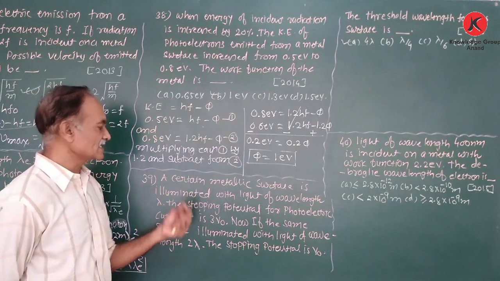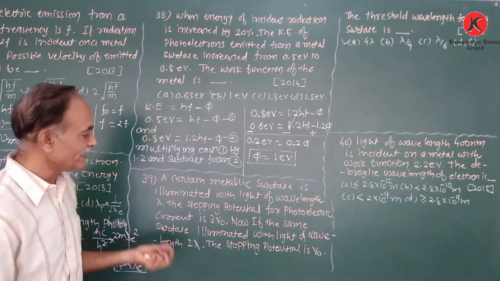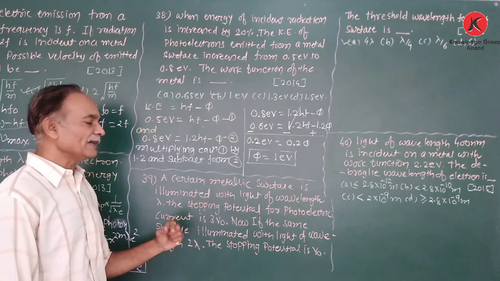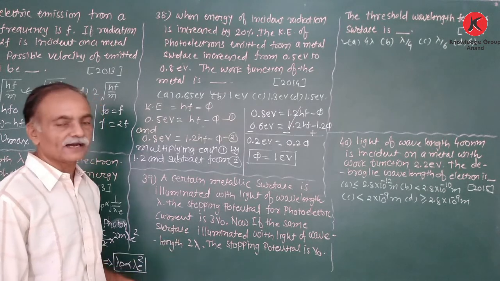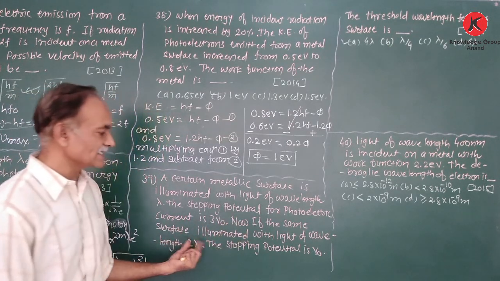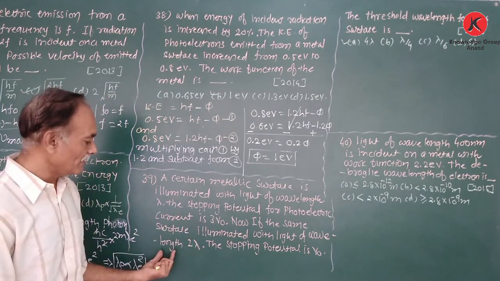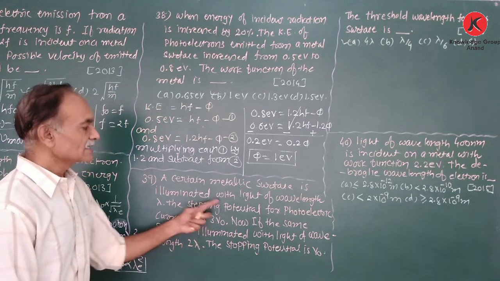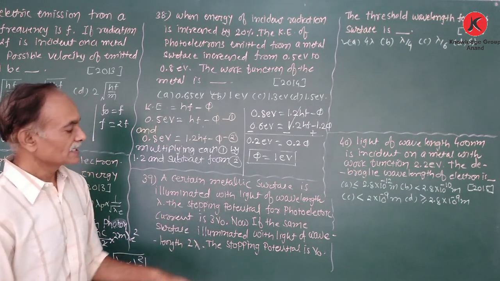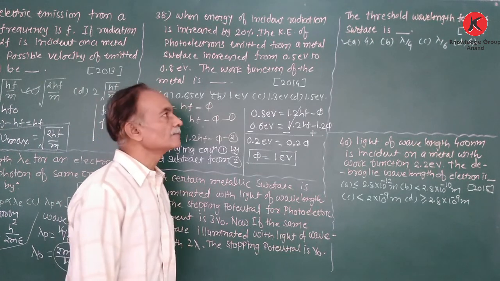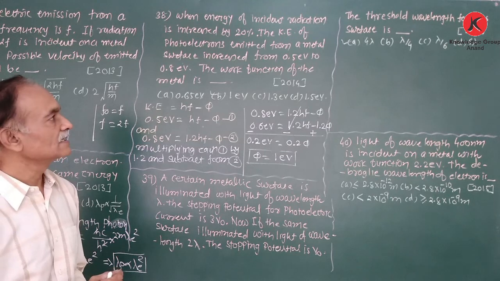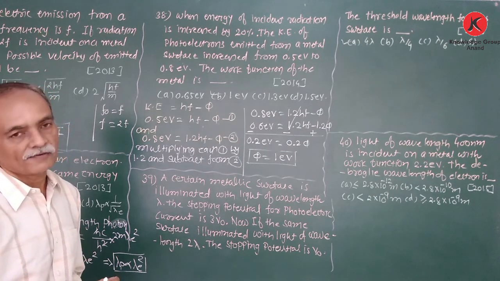A certain metallic surface is illuminated with monochromatic light of wavelength lambda. The stopping potential for photoelectric current is 3V0. Now, if the same surface is illuminated with light of wavelength 2 lambda, that means the wavelength of incident light is double, the stopping potential is V0. What should be the threshold wavelength for this surface?